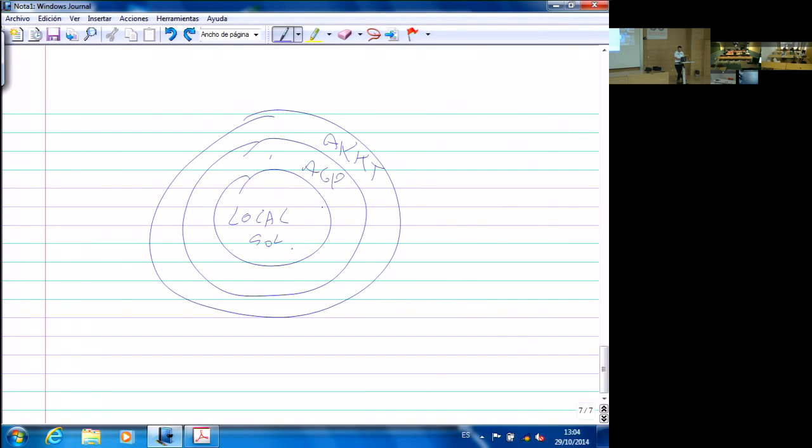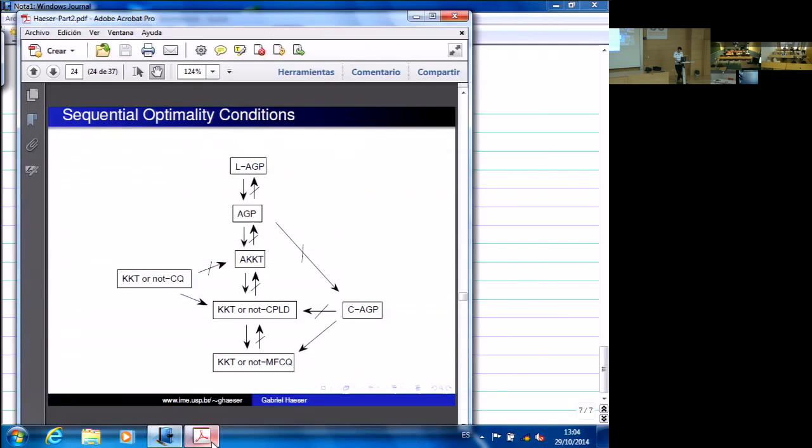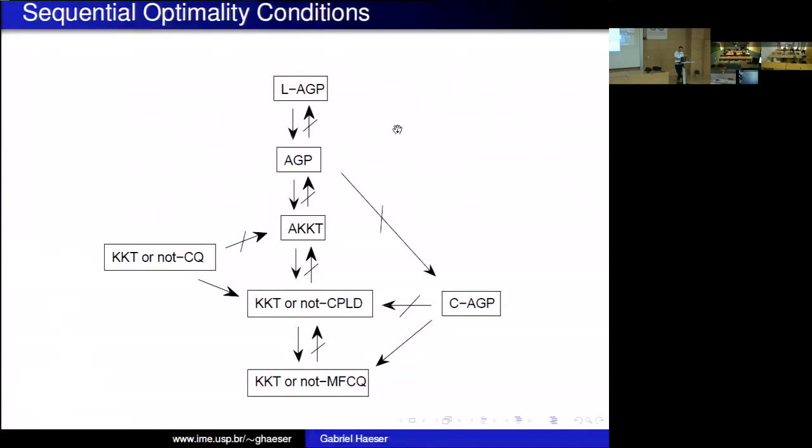And I don't want to have local solutions that are not points of this class. So I want something like this, and this proves that we have a winner here. The linear AGP condition is better than the other ones. So if you have an algorithm, maybe it's a good idea to keep linear constraints always feasible. You will probably generate conditions of this kind that are better than the other ones.